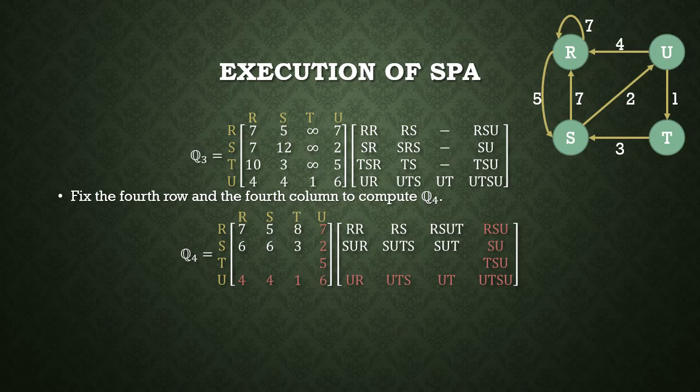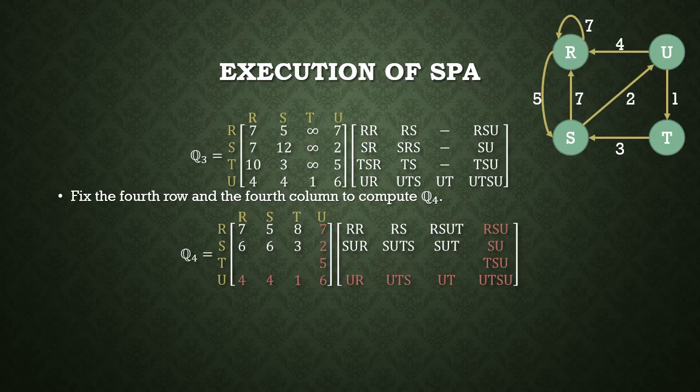Look at the entry for SS. The old value is 12. Intersection values are 2 and 4, which will give 6. We commit 6. 2 is SU, 4 is UTS. So the path is SUTS.